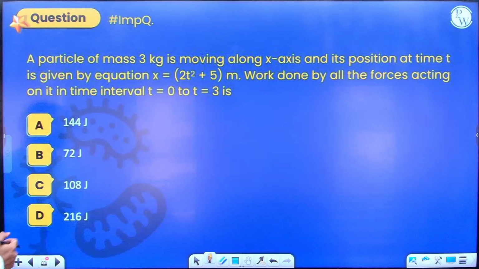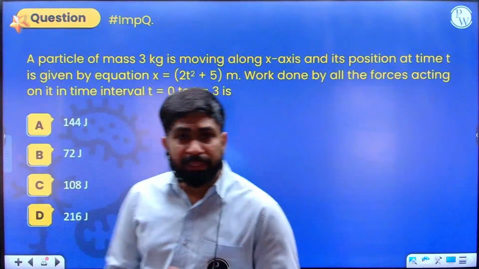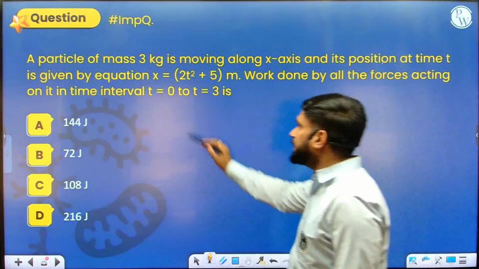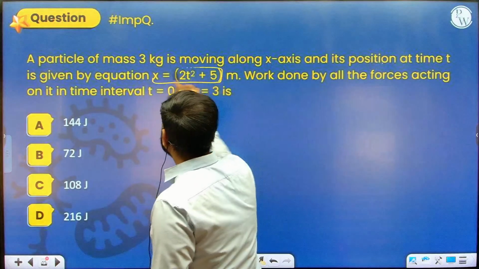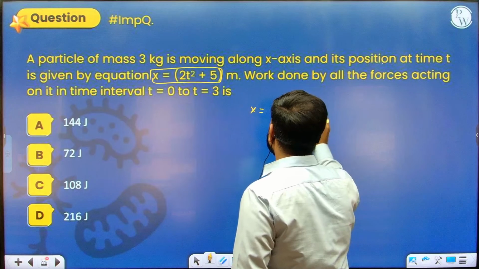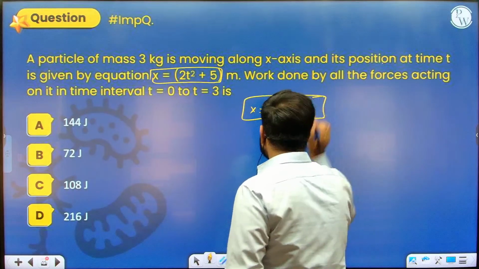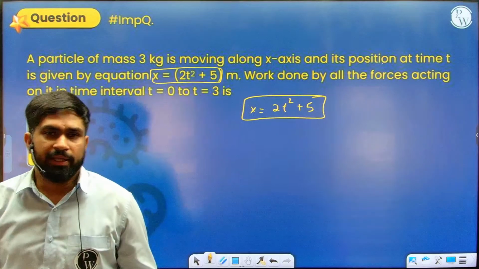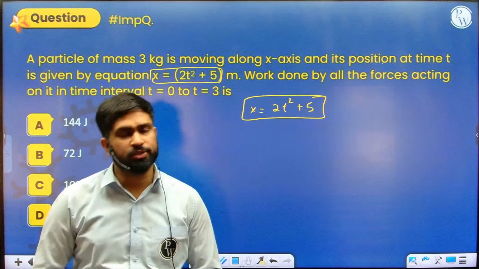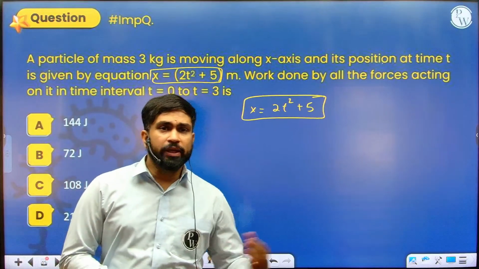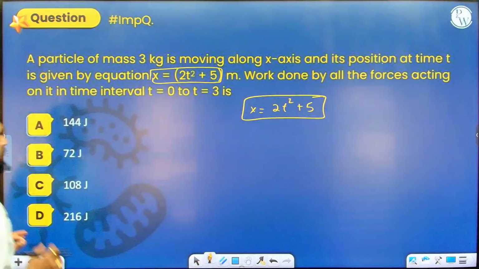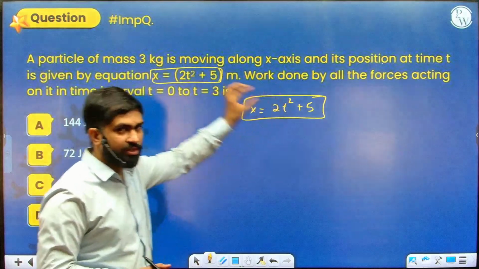They have said a particle of mass 3 kg is moving along the x-axis, and its position at time t is given by this function. So I'll rewrite the function here: x is 2t square plus 5. Now, dear students, at first I don't know what kind of function this is. Is it a constant acceleration motion? Is it this? Is it that? Do I apply work energy? Do I apply kinematics? Nothing. Okay? Nothing.